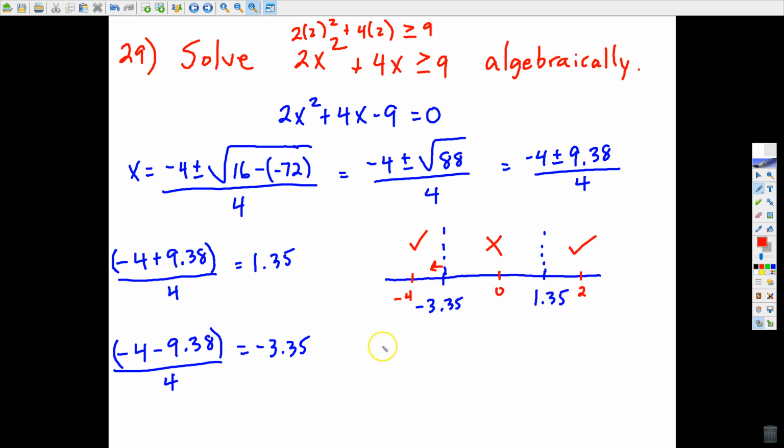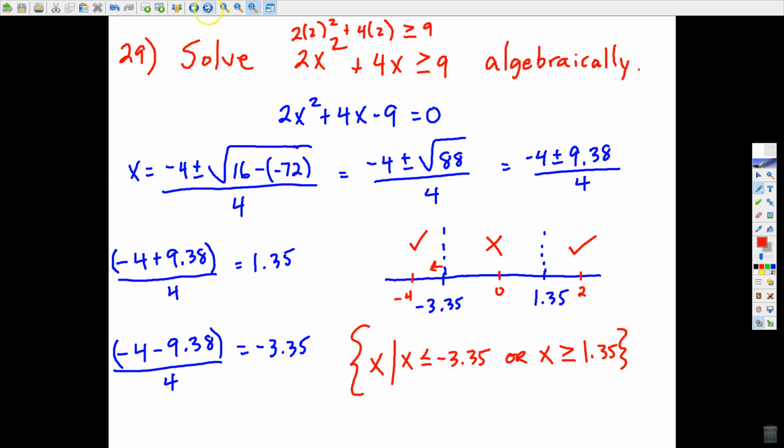So now we're ready to express our solution. And it's going to be those numbers that are less than or equal to negative 3.35. That's part of the solution, and we'll combine that with all of these numbers that are greater than or equal to 1.35. And that is your answer for number 29.